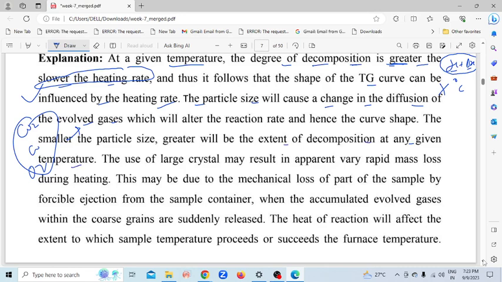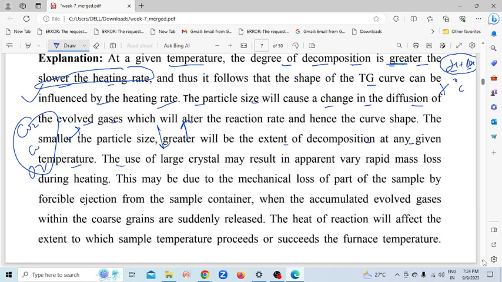So if particle size is smaller, decomposition will be higher. You can also understand this by surface area: more surface area will be available if particle size is smaller, so more decomposition will occur. So the second point is also clear.